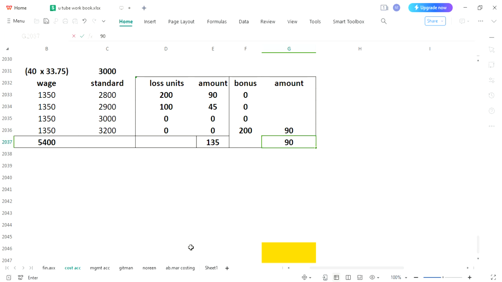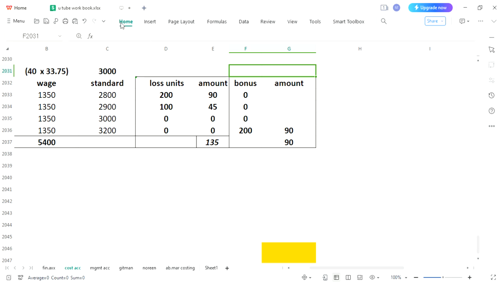So now let me know, this was your lost amount. Obviously you will not pay it. This is your lost amount, and this amount would be paid. Amount of bonus would be paid and amount of lost units would be borne by the company.